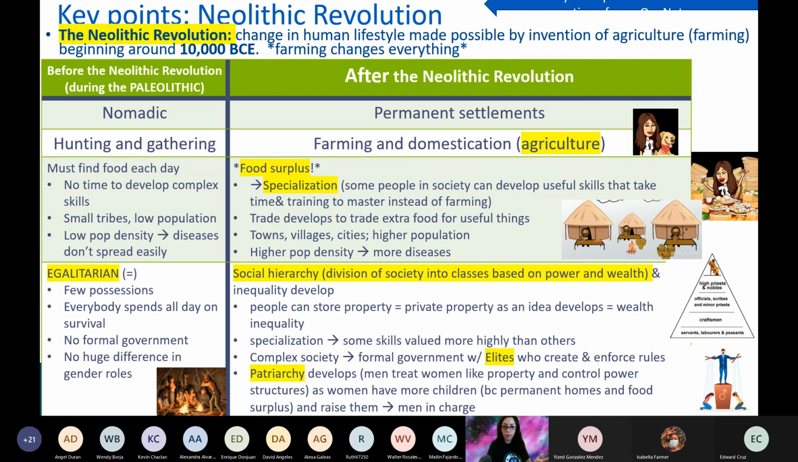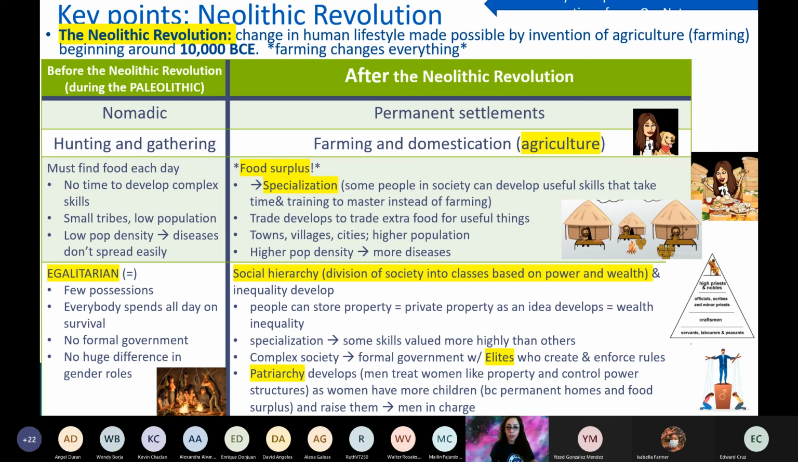Contrast that with life after farming in these permanent settlements that depended on agriculture for food. After the Neolithic Revolution, you have something called food surplus, which if you don't know what that is, please write that down, as well as everything highlighted in yellow. Food surplus means a surplus of food, extra food, more food than you need to feed yourself for the day.